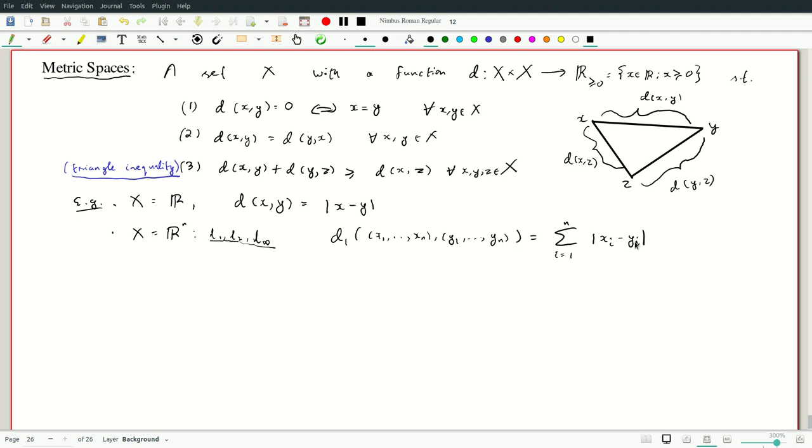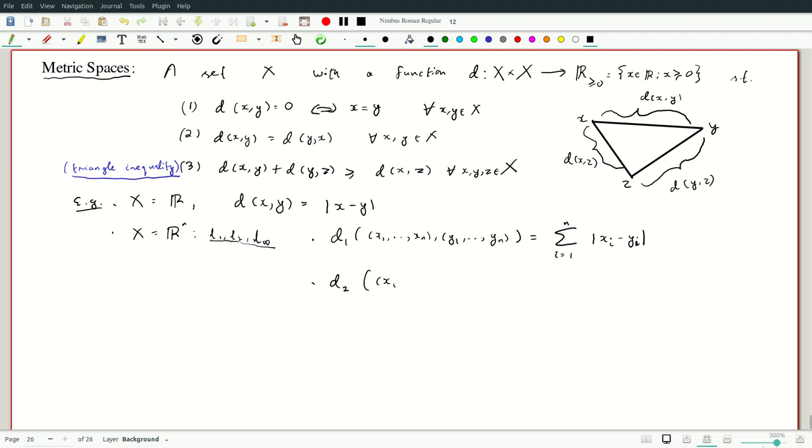So this is the sum of the distances in different directions, the earlier distances in different directions. It is routine to verify that it satisfies property 3 as well by just considering coordinate wise, and 1 and 2 are obvious. So here is d1, here is d2.